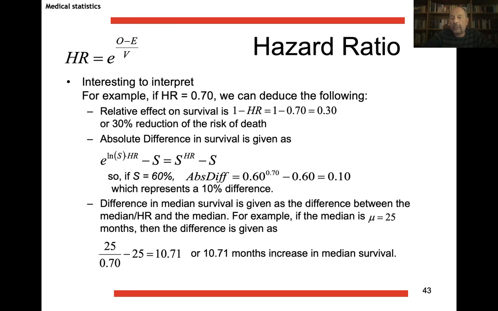So you see, you can calculate if the median, for example, is 25 months, so half of the patients experience the event within 25 months, then using the hazard ratio, you find that if the hazard ratio is 70%, you gain 10.7 months survival in addition.